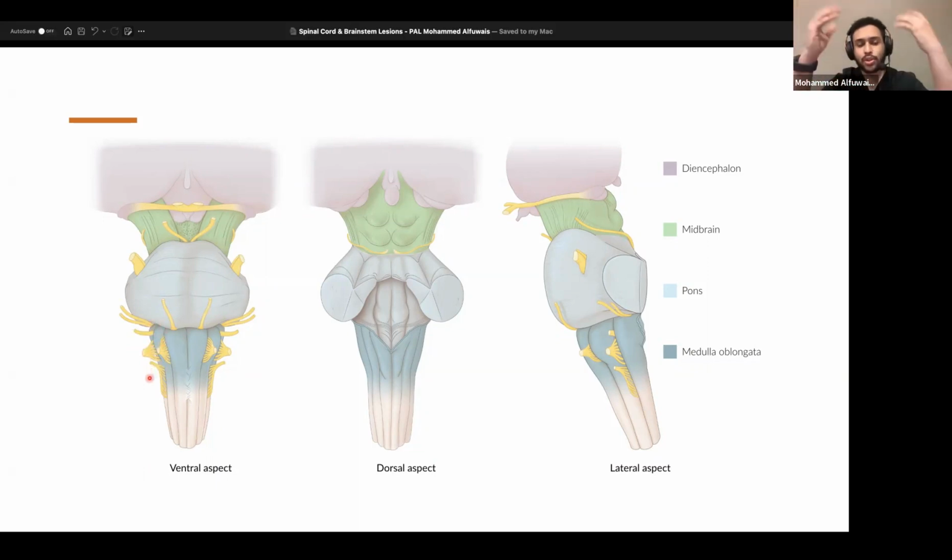So to recap, which cranial nerves are at which level of the brainstem? At the level of the midbrain, you'll have two: the oculomotor nerve and the trochlear nerve. Level of the pons, you'll have four: the trigeminal, abducens, facial, and vestibulocochlear. Level of the medulla, you'll have four: hypoglossal, glossopharyngeal, vagus, and the accessory nerve. Is this clear to you guys?